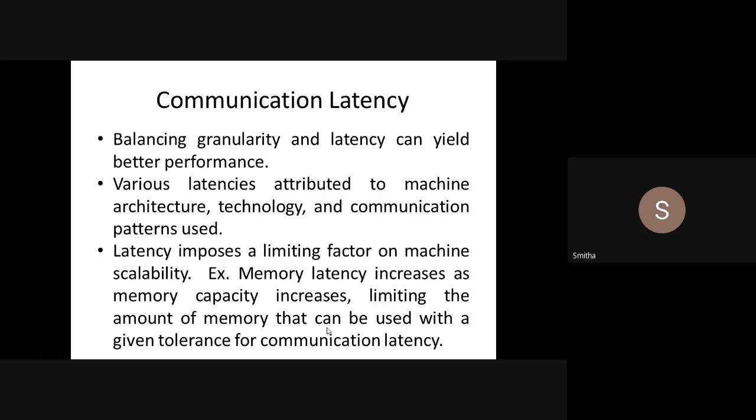Latency is based on the machine architecture, because of which type of network we are using in order to communicate, and which technology we are using. And communication patterns, that is nothing but again the network. So that will be affected. Latency imposes a limiting factor on machine scalability. So what is scalability? Scalability means adding more devices into an existing system, right? So latency imposes a limiting factor on machine scalability.